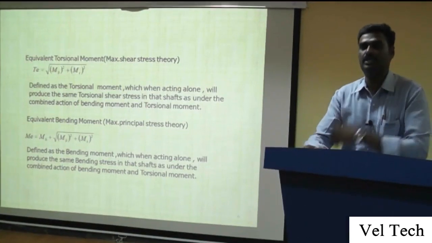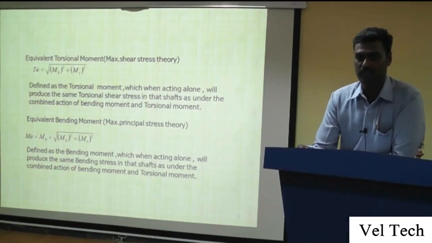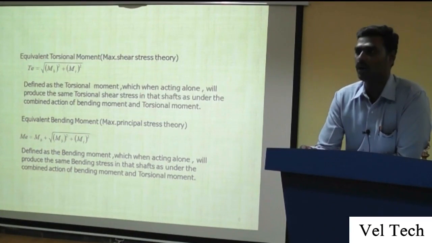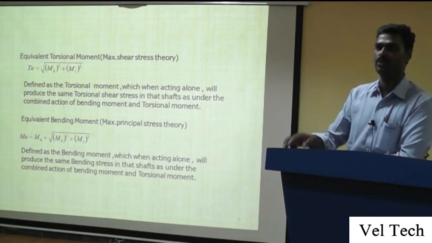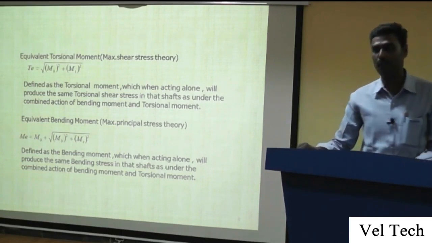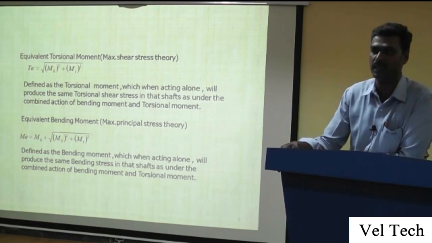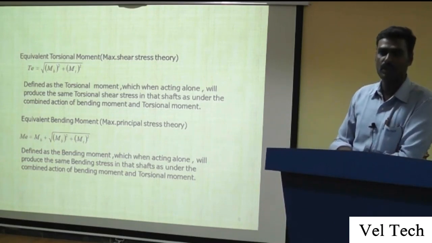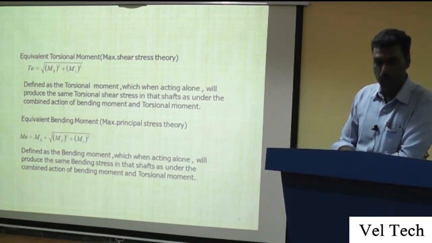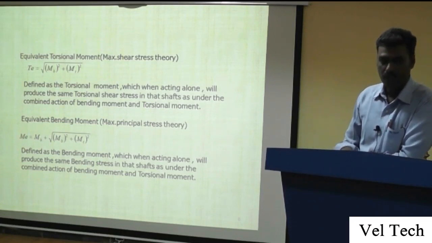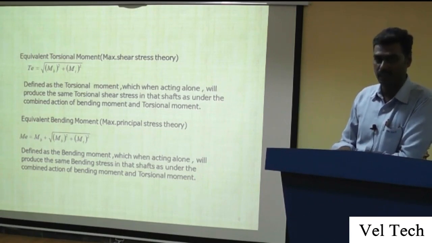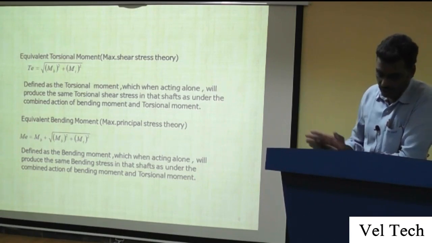So we know the general formula to find the angle of twist. What is the formula? T by J is equal to G theta by L. So by considering the angle of twist, it's a basic strength of materials formula. T is the moment, J is the polar moment of inertia, G is the modulus of rigidity, theta is the angle of twist, and L is the length.